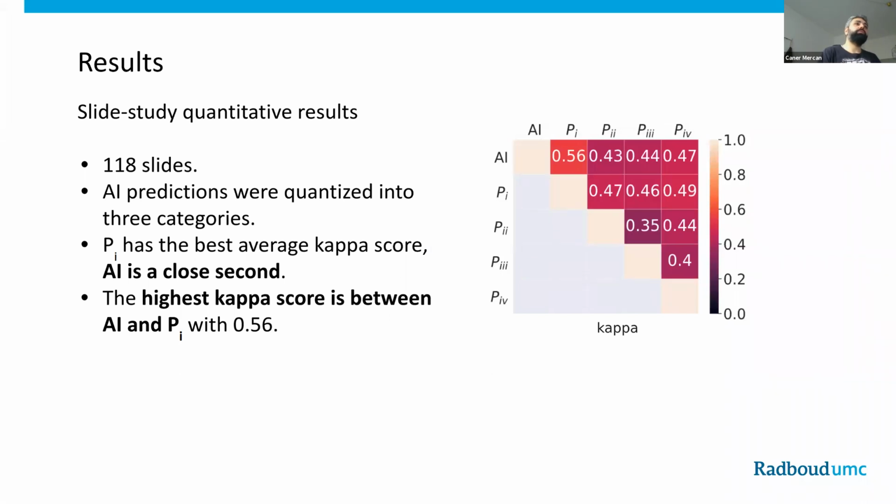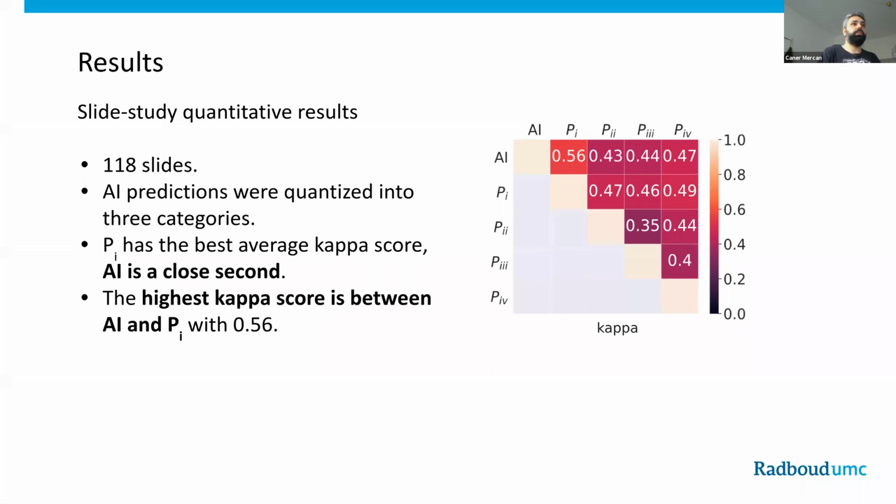While the results on those homogeneous regions of interest were impressive, we now consider the real-world scenario with slide-level scoring. Same as before, the AI predictions were quantized into 3 categories. AI and the 4 participating pathologists were compared over 118 slides in the slide study.